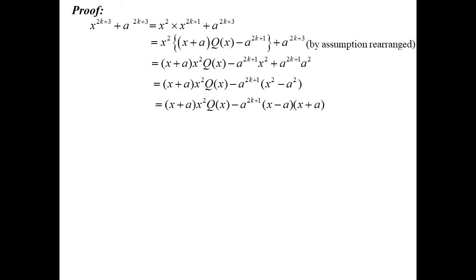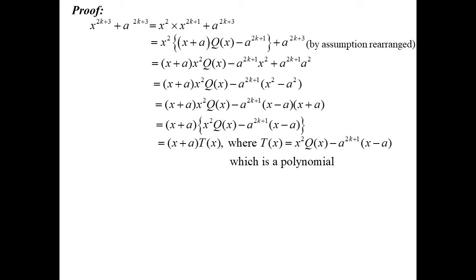Well, my very first term, I've got x plus a as a factor, that's good, but I'm left with minus a to the power of 2k plus 1 x squared plus a to the power of 2k plus 1 a squared. So all right, that's got a common factor of a to the power of 2k plus 1. And I'm left with x squared minus a squared, difference of two squares. And so yes, it has a factor of x plus a when we play with the difference of two squares on that one. So hence, we can say it's x plus a times some polynomial.